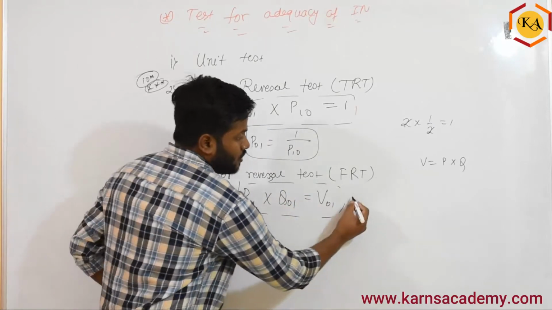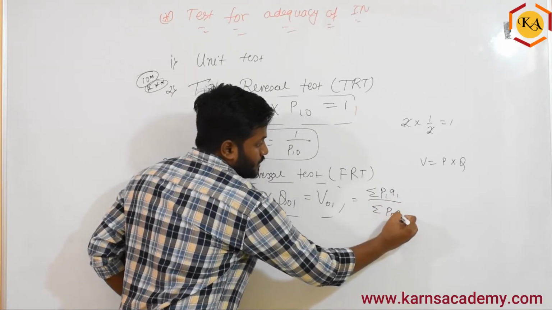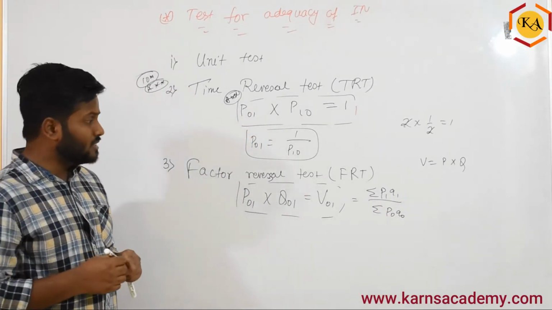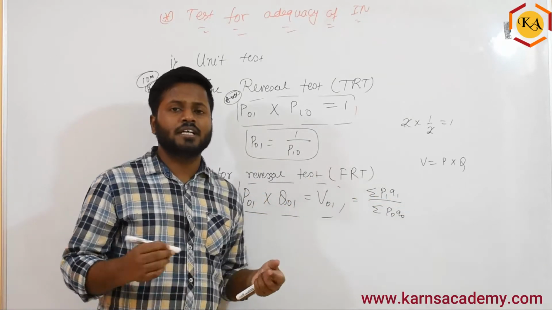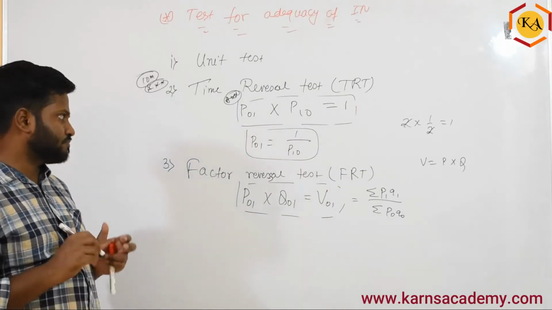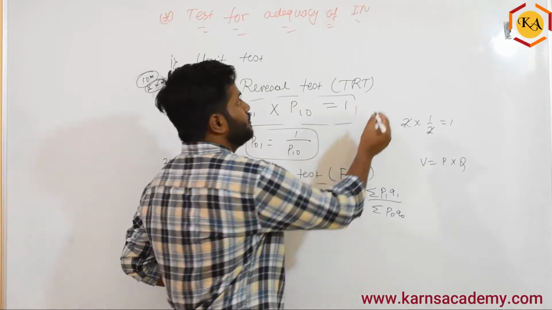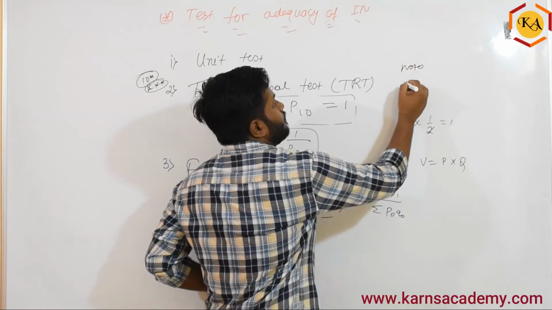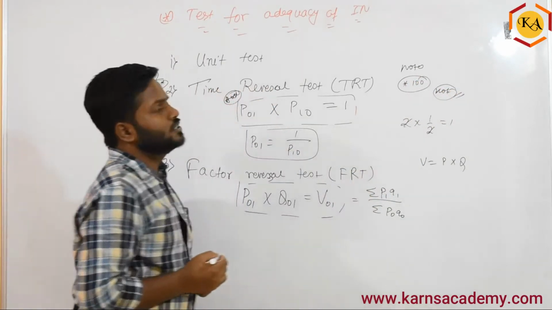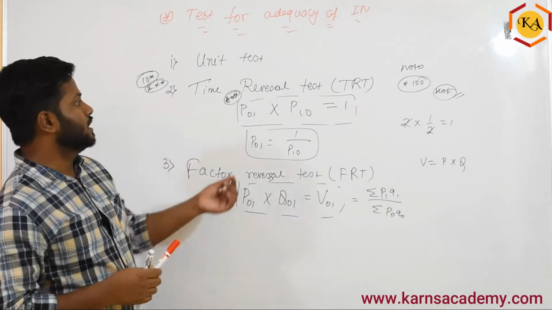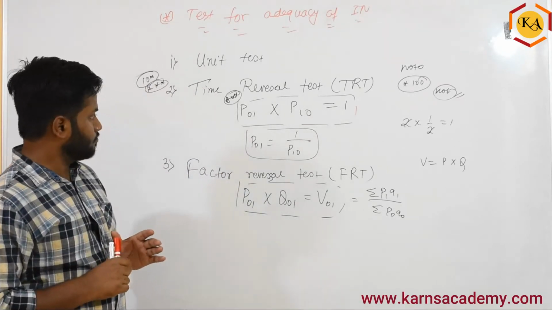This V01 can also be written as summation P1 Q1 by summation P0 Q0. Remember, the multiplication of 100 we will not consider for now, because the 100 here and the 100 there will get cancelled, so it will become the same anyway. Make a note that the multiplication of 100 will not be considered. The reason is that if I send one across, both will get cancelled. I hope you are getting this.